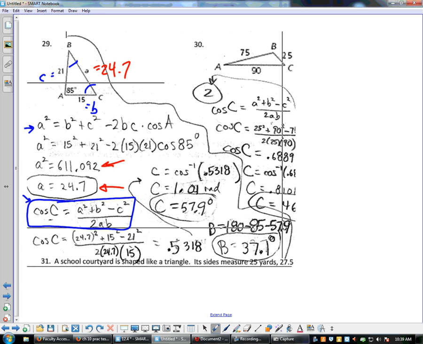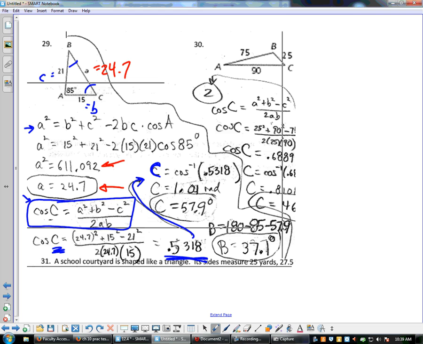And so I plugged in 24.7 squared plus 15 squared minus 21 squared over 2 times 24.7 times 15. I ended up getting 0.5318. That's the cosine of angle C. So here's my arrow leading us this way. That means angle C is going to be cosine inverse of 0.5318. Again, with my calculator set to radian mode, I got 1.01 radians, which turns out to be 57.9 degrees.